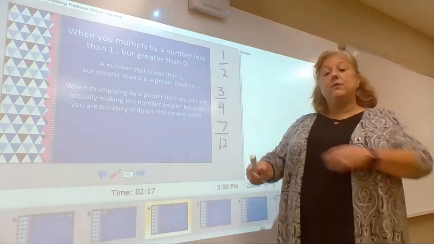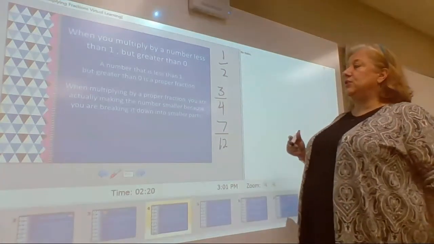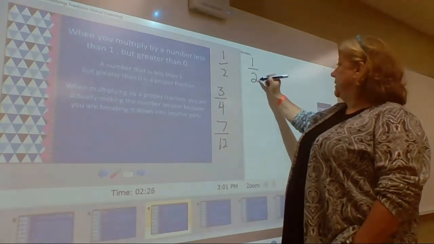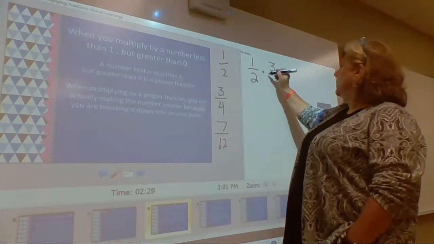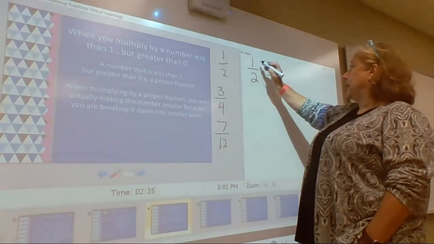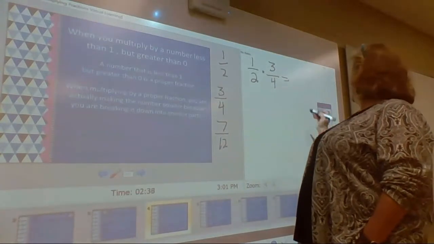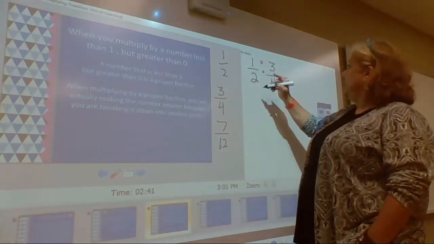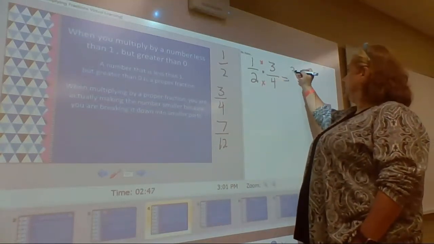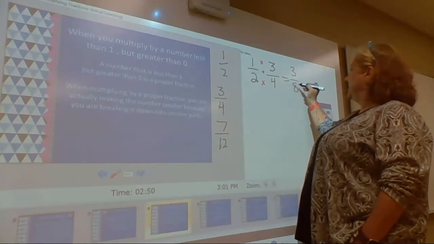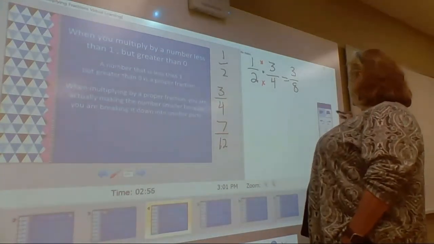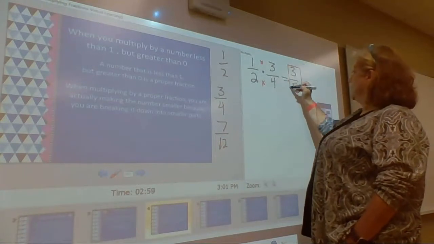Don't forget, during all this time, you should be taking notes, okay? So let me show you about multiplying fractions. If I have 1/2 and I want to multiply it times 3/4, I just multiply across, meaning I multiply 1 times 3, and I multiply 2 times 4. Well, 1 times 3 is 3, and 2 times 4 is 8. They have no common factors, so this is already simplified. So my answer would be 3/8.